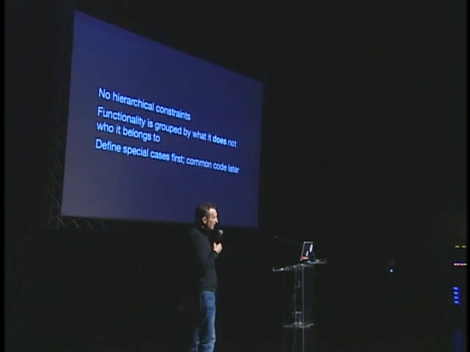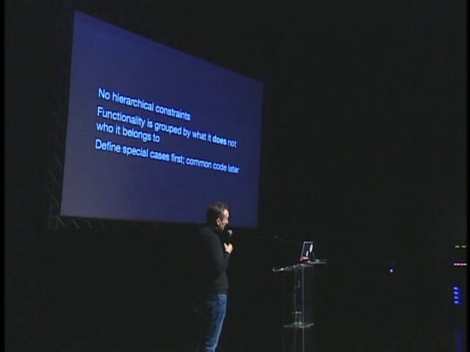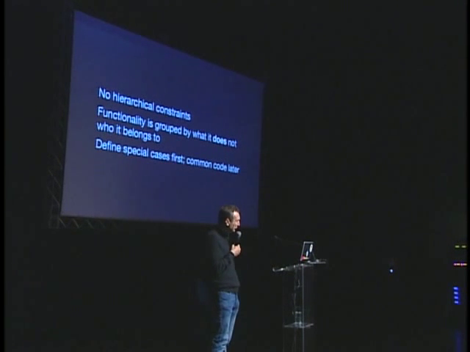So to review that, no hierarchical constraints. You can inherit from lots of things and wherever you want. There's no is-a relationship. We're not having to say crocodile is a walking animal or crocodile is a swimming animal. We're just saying, what do we want functionality-wise? And you can define special cases, i.e. the crocodile or other animals first, and you can think about common code afterwards.